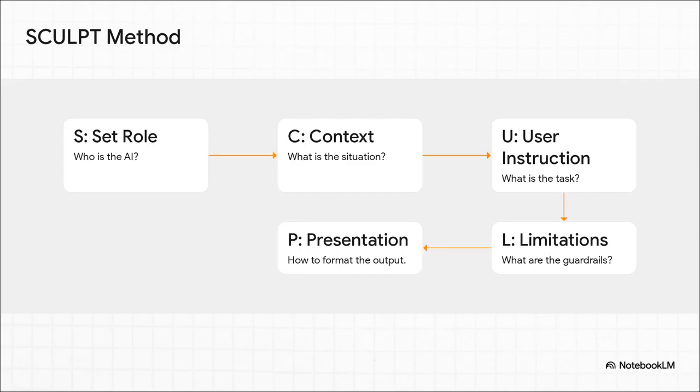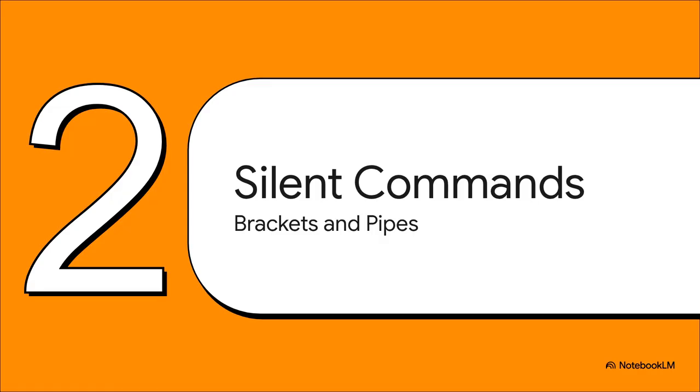And here's that order in action, the SCULPT method. Just think of it as your funnel of intent. You start broad by setting the role. Who is the AI supposed to be? Then you give it context. What's the situation? Then the user instruction. That's the actual task. You follow that with limitations, the guardrails. And you finish with presentation, how it should be formatted. This sequence just logically guides the AI from the big picture all the way down to the exact result you want.